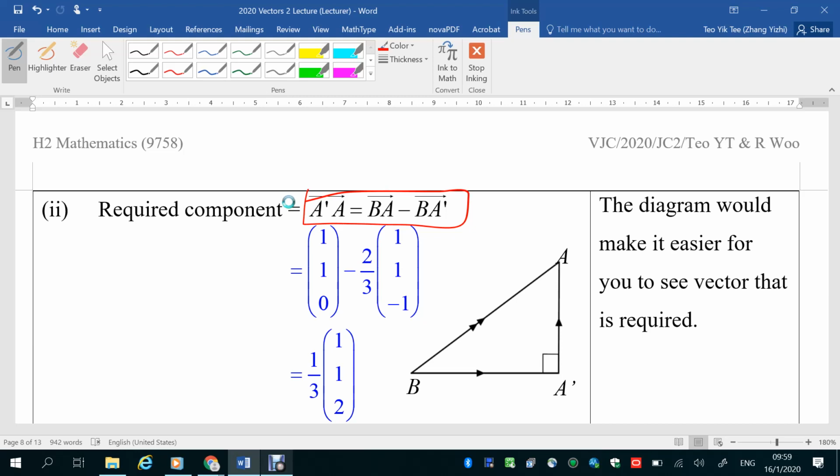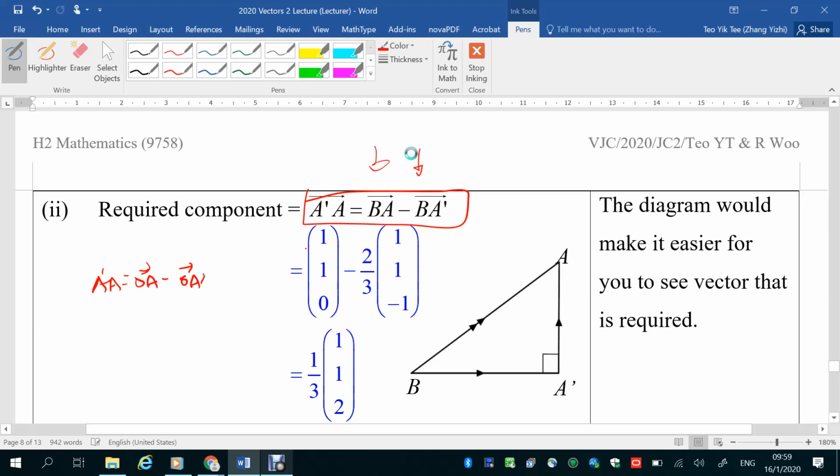So why do I choose to use BA and BA prime? Because I know what's BA, I know what's BA prime. I don't want to introduce the O to confuse yourself. If you tell me you want to use A prime A equals OA minus OA prime, can or not? Can, just that it involves more work. So rather than use O, I can use B directly. Take reference from BA minus BA prime. You get your answer quicker than using OA and OA prime.